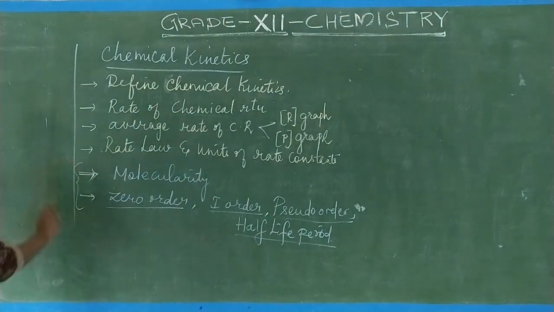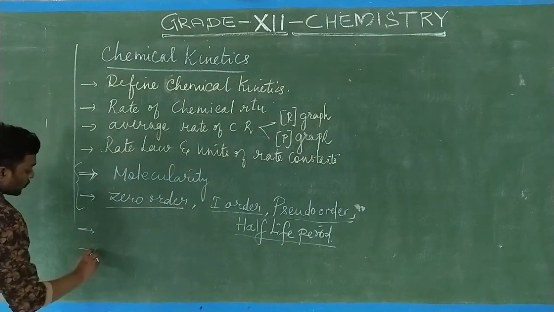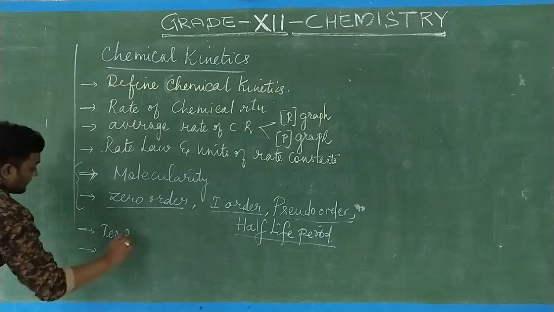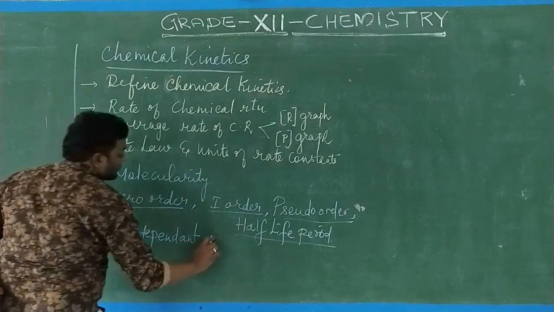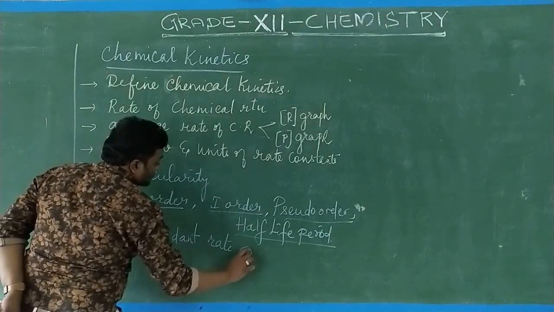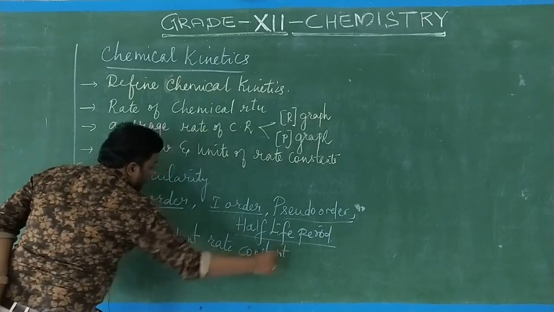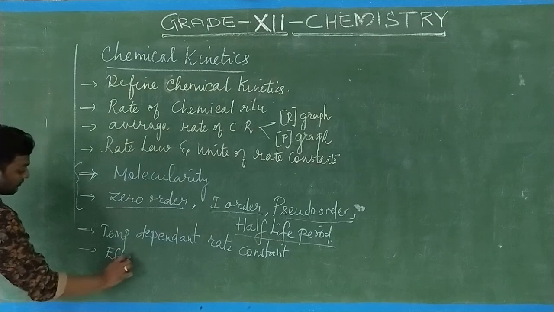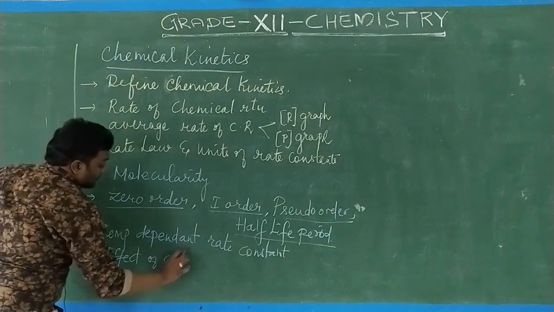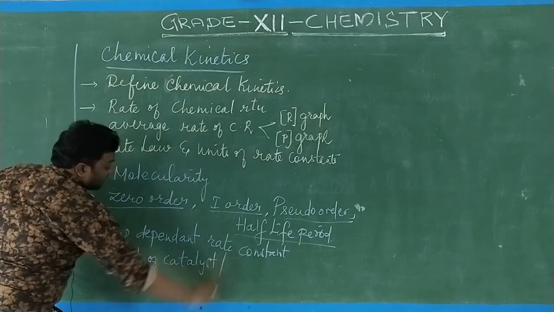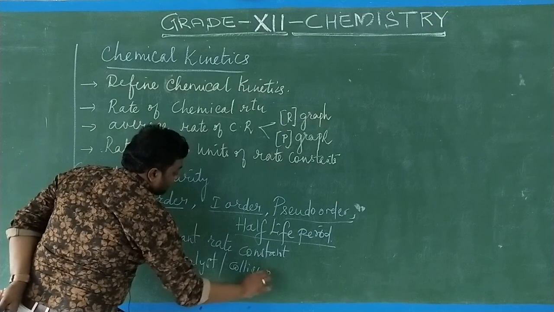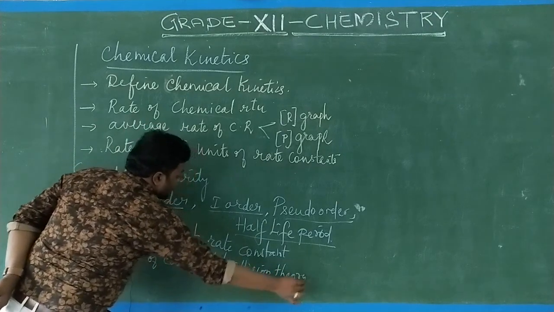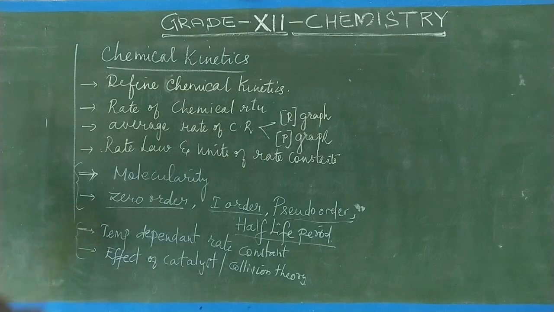Today's topic is this, and the left out topics are only two topics. One is the temperature dependent rate constant, and the last topic is effect of catalyst. Under the effect of catalyst we have collision theory. So, these two topics we have to complete, and then the sums.